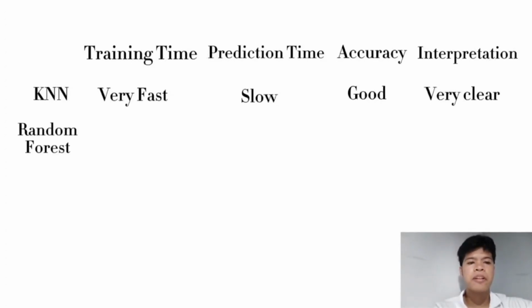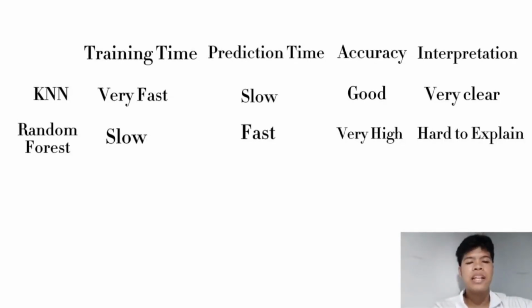Random forest is more accurate than KNN in many cases, but it takes longer to train and it's more complicated to understand and to explain.